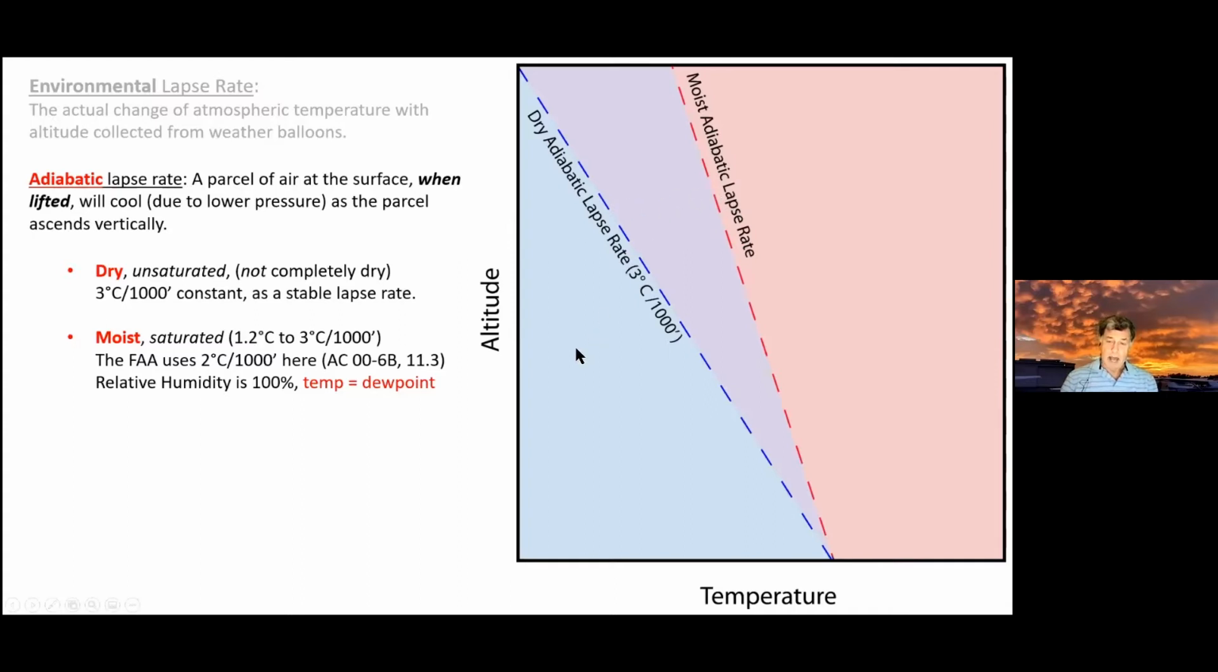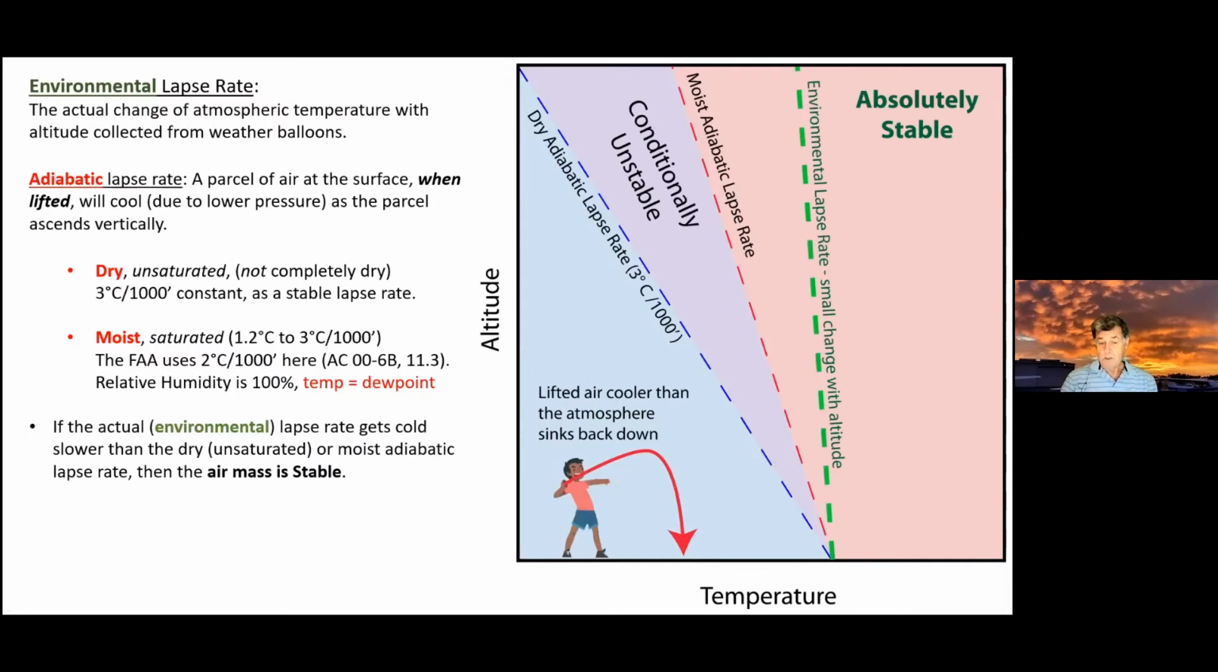Now I'm going to add an environmental lapse rate. This would be the lapse rate that a weather balloon would pick up. I'm just going to throw it on here, and then I'm going to talk about it. Here's an example of an environmental lapse rate that on this given day is cooling as it rises. It's cooling, but it's not cooling as fast as either the moist or the dry adiabatic lapse rate. In other words, a lifted parcel, moist or dry adiabatic, is going to be cooler and more dense than our actual environment. We call this very stable air. There's no chance for a thunderstorm to develop in a situation like this.